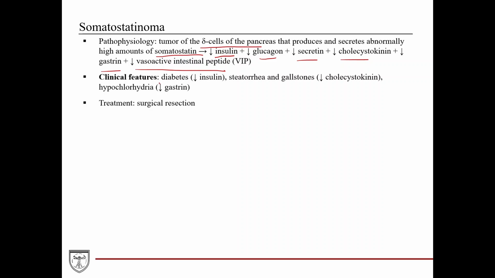So you could see diabetes due to decreased levels of insulin, steatorrhea and gallstones because you don't have bile released, because cholecystokinin stimulates bile release from the gallbladder and the biliary system. Hypochlorhydria, which is low stomach acid, because of decreased gastrin, because gastrin stimulates synthesis and secretion of hydrochloric acid within the stomach. And so the way you treat these is surgical resection.